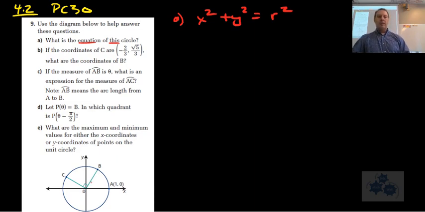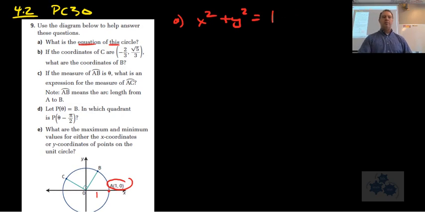And so what is the radius of this circle? How can you tell? What are we given? Well, we're given one point right here, this point A. And so the radius, because the x value is 1, the radius is 1. So for A, the equation of the circle is x squared plus y squared equals 1 squared, which is just 1. So A should be x squared plus y squared equals 1. Okay? Unit circle equation. Is that good?